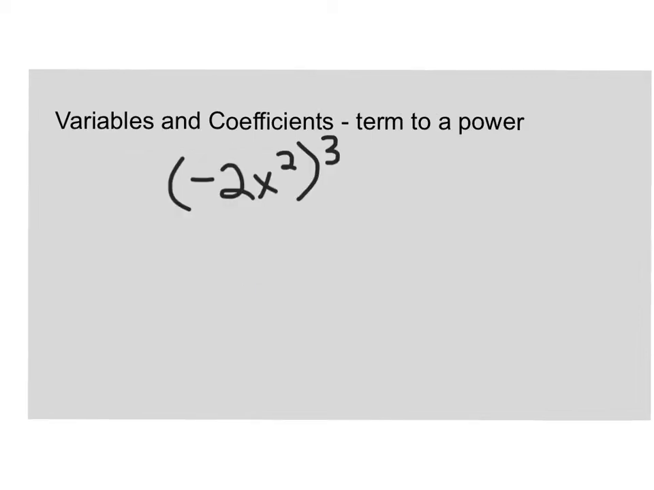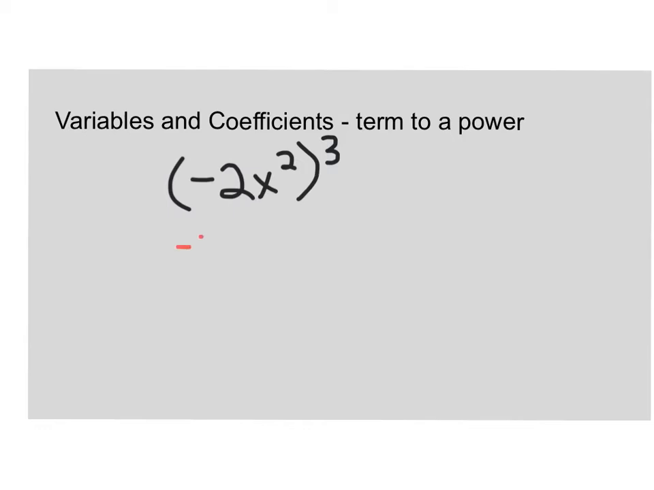Now, in this example, you'll see here again, we have a coefficient and a variable, but we have an exponent raised to a power. So we have a power to a power. So we have to consider multiple rules here. So we have a negative 2x squared raised to the third power. So let me just go ahead and write this out.